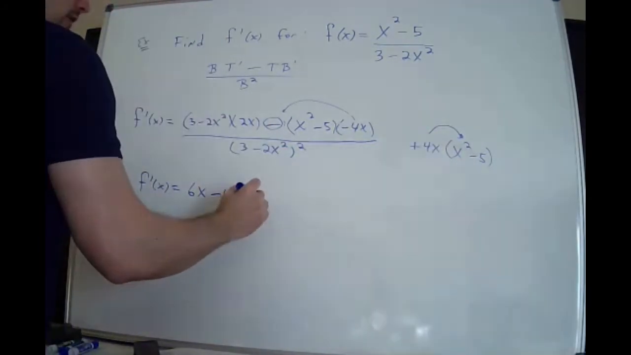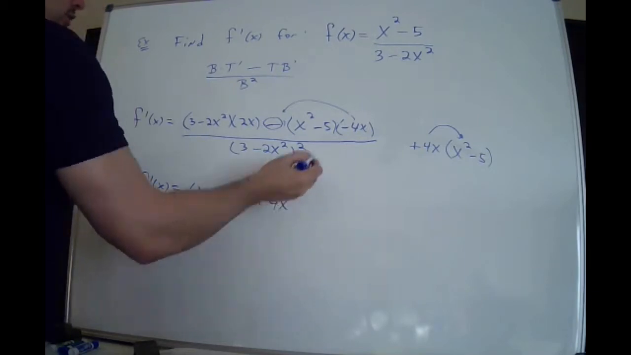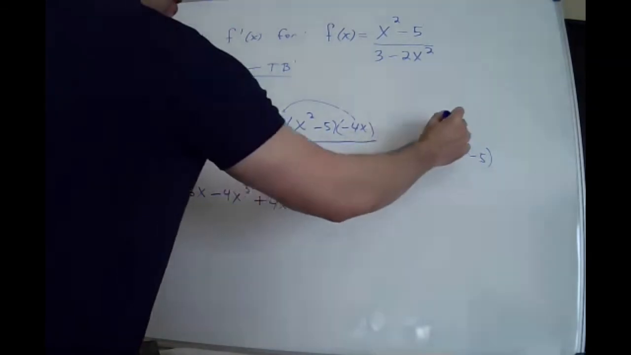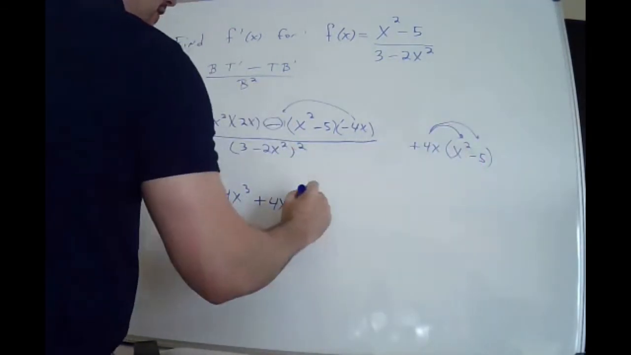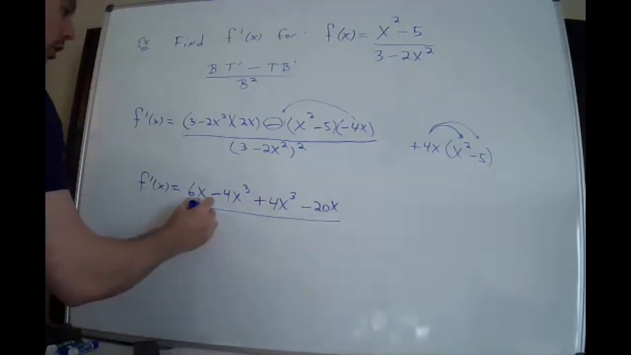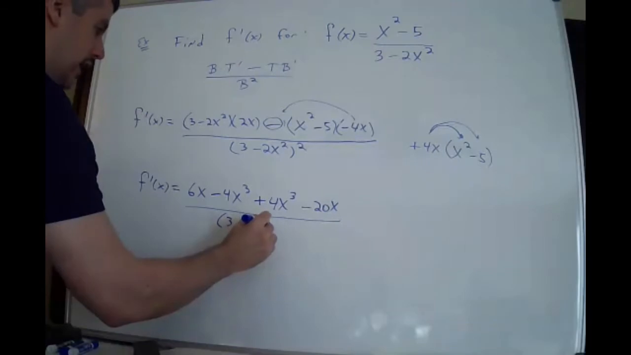4x times x squared is a positive 4x cubed. If you screw up your signs here, this whole thing is totally wrong. And then you're going to multiply again: 4x times -5 is -20x, all over the bottom squared. So I was very careful how I multiplied it out.